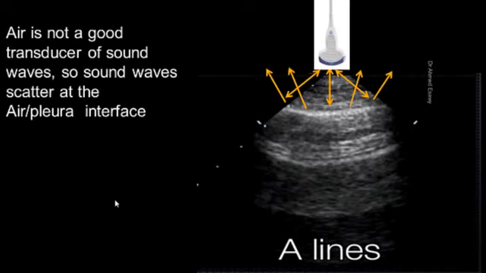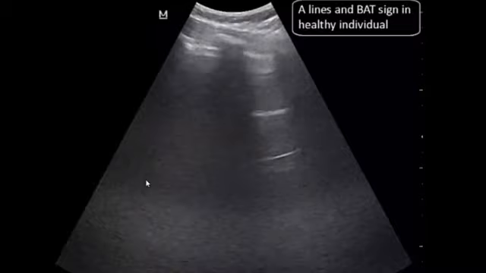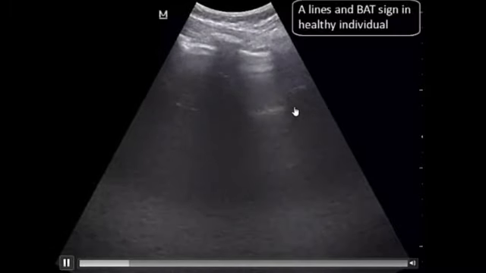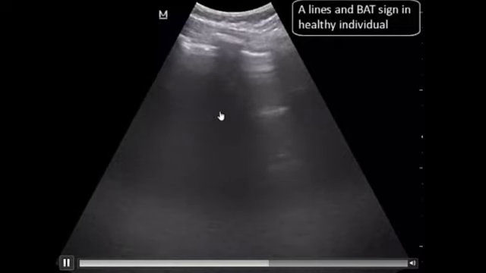Air is not a good transmitter of sound waves, so the sound wave scatters at the air-pleural interface. The sound wave produced from our probe is scattered at the air-pleural interface, producing what is called the A line. Air is not a good transmitter, as we talked before, and reflects ultrasound. These are examples of the A line. This is the A line, a horizontal line present below the pleural line, and this is the bat sign.